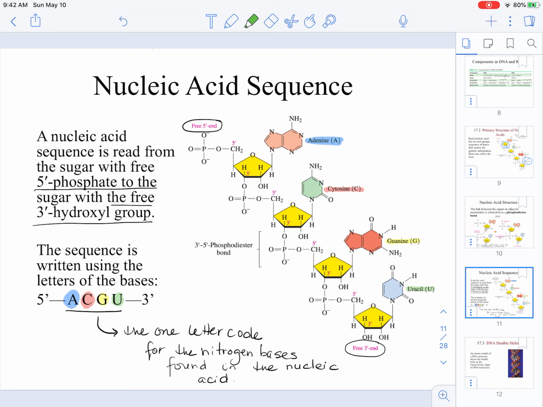Understand that each one of these nitrogen bases are linked to a sugar motif. And these sugar motifs are bonded to one another through that 3' 5' phosphodiester bond. So as you can see, we have several of those in the structure.